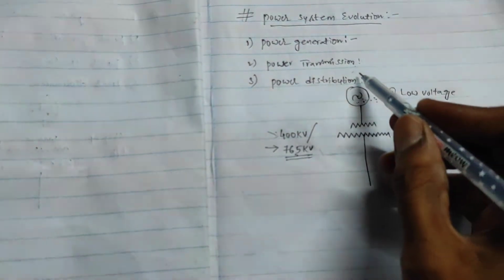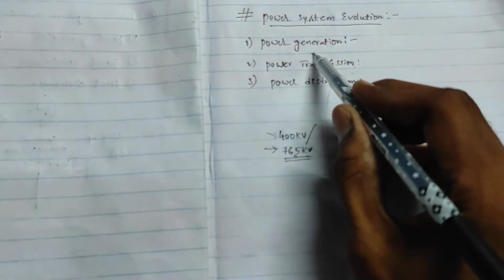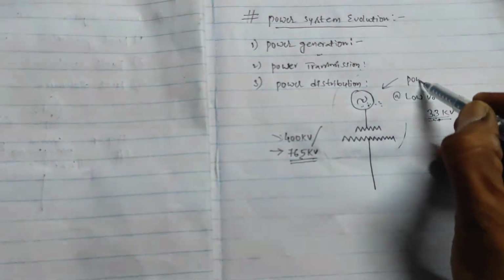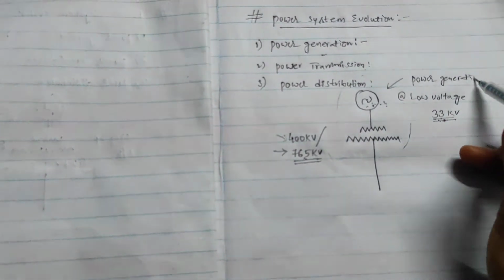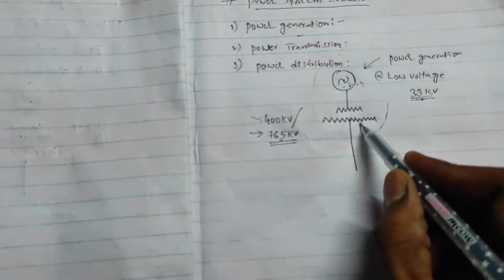And up to this area is power generation, where actual power generation takes place. This is the power generation area, and from this the power transmission starts.